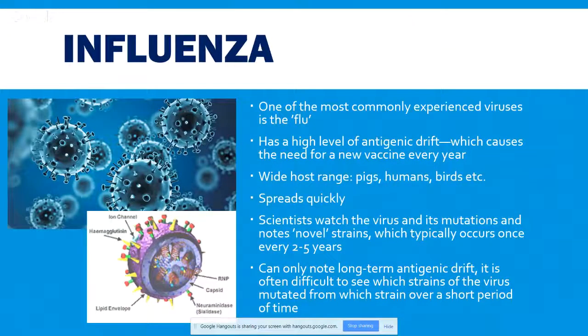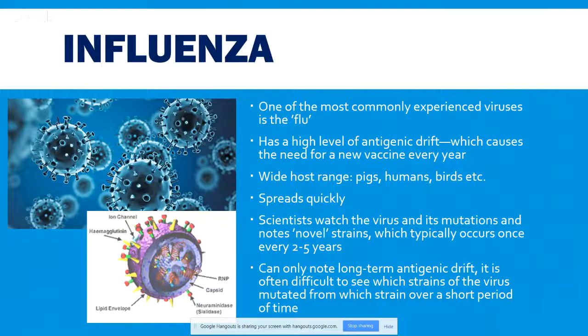Influenza is the last one. It has spikes that change, and it captures some of the spikes from the host membrane. Influenza is the same thing as the flu. It also has a high level of antigenic drift, which causes the need of a new vaccine every year. We have different strains of influenza, namely H1N1, H5N5, and I think it's H5N1. Excuse me if I'm wrong.